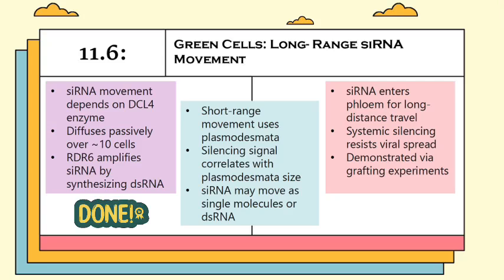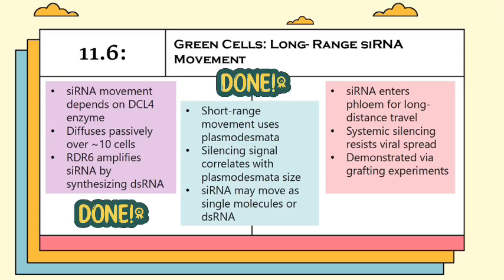further. And the short-range movement uses plasmodesmata, and the silencing signal correlates with plasmodesmata size, and the cRNA may move as a single molecule or as dsRNA. So in this one, the cRNA moves between plant cells via plasmodesmata, larger openings enhance spread, and the exact cRNA form remains a subject of study.